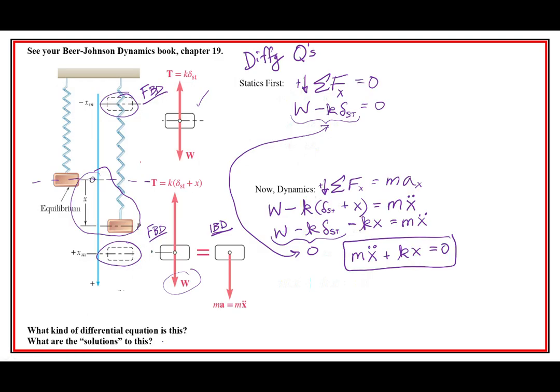All right, so here's where diffy Qs really comes into play. What are the solutions to this? Well, let's change the form just a little bit and divide. So we go plus K over M X equals 0. And we ask ourselves, what kind of thing does this? Well, what kind of differential equation? This is a second order homogeneous differential equation. And it's linear, by the way.